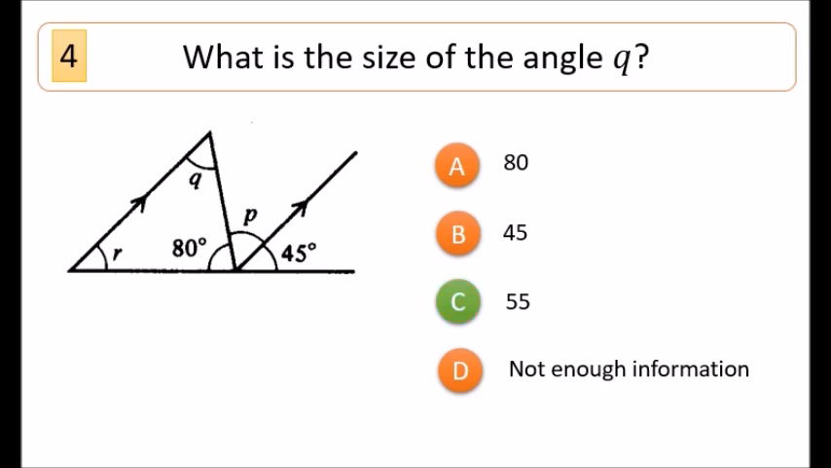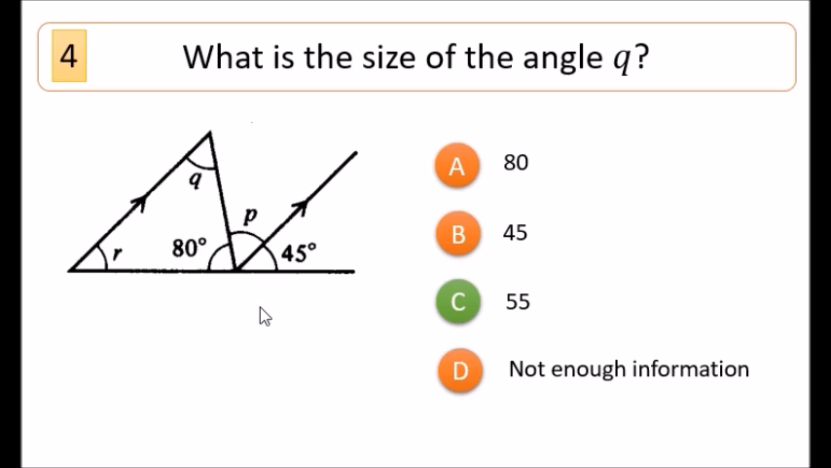Now there's a number of ways you could do this. You could do this by recognizing that the angle R and the angle 45 are corresponding. Therefore, this angle is 45. And then there's 180 degrees in a triangle, which means that the angles must add up to 180. Therefore, Q is 55 degrees.